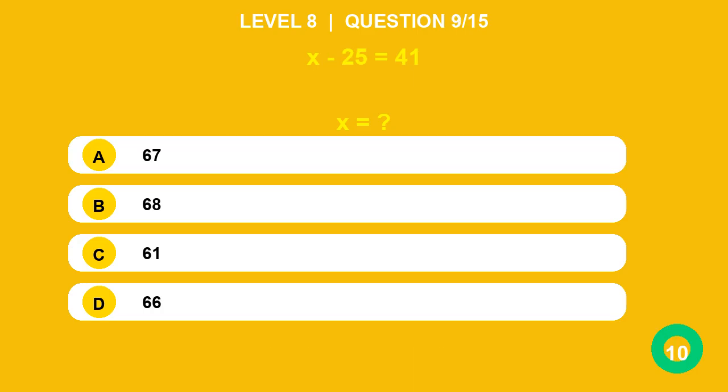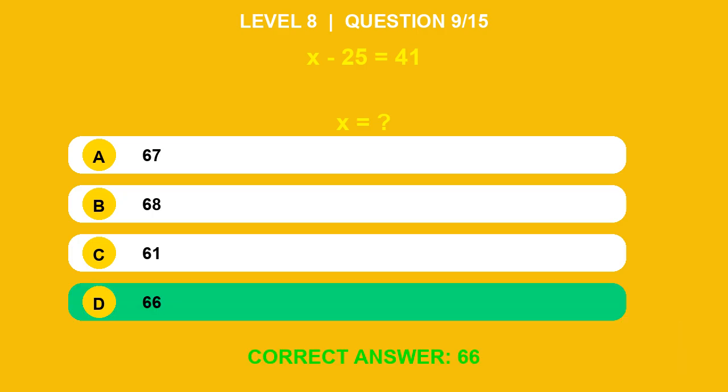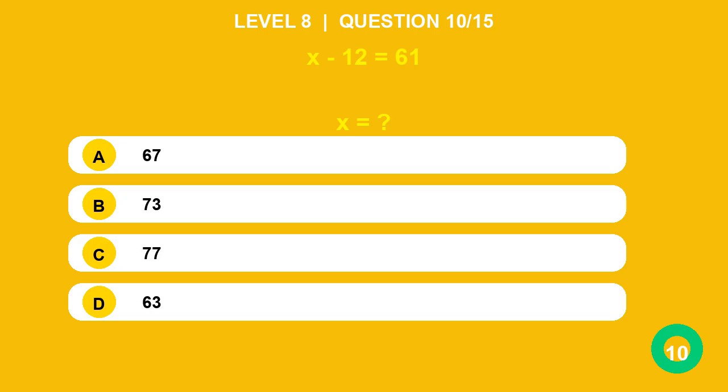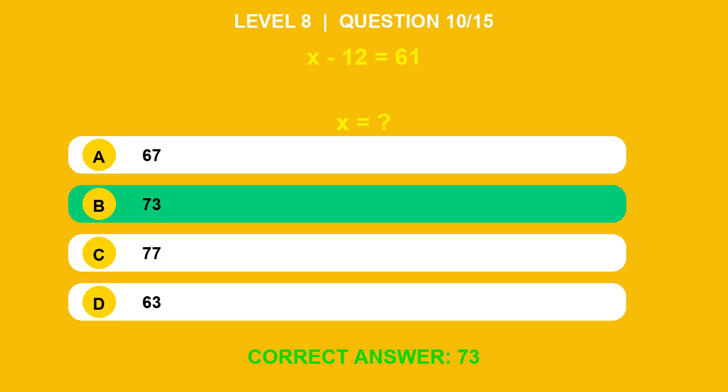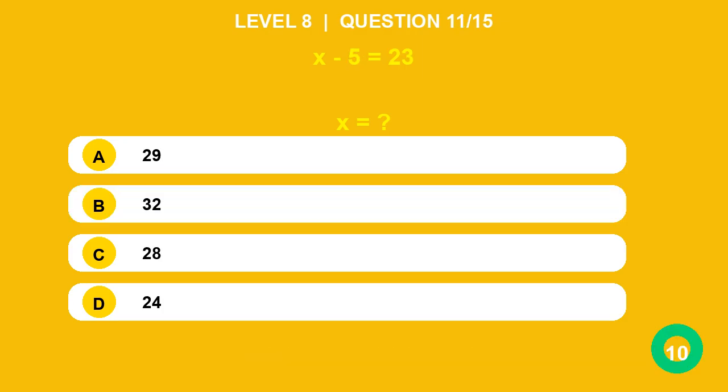X minus 25 equals 41. X equals? Answer is 66. X minus 12 equals 61. X equals? Answer is 73. X minus 5 equals 23.